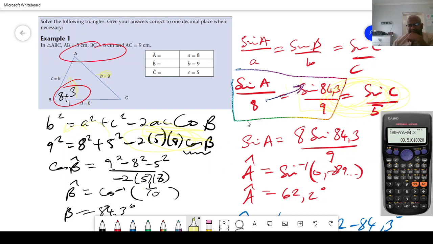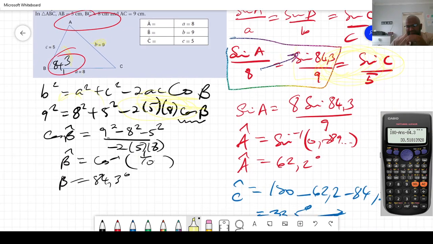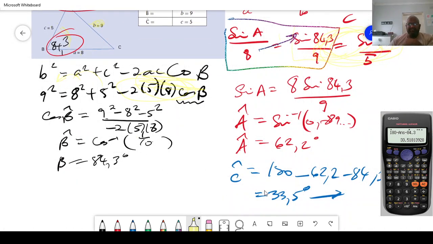I took 8 up, so sine of A is equal to 8 sine 84,3 over 9. Angle A then works out to be 62.2. Then to calculate C, it's simply sum of angles in a triangle.